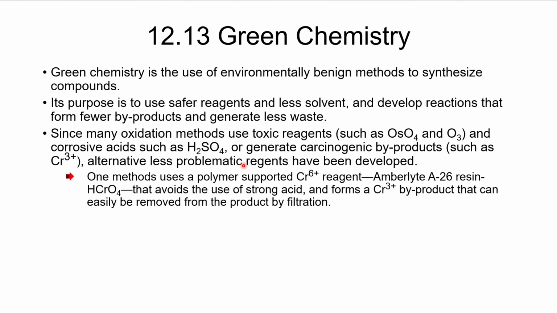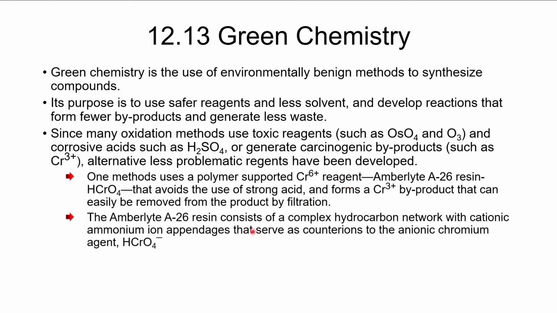So one of the techniques is that they still use chromium, but they absorb it onto the surface of a polymer called Amberlyst A26, and it's a resin. And when you absorb that chromium onto there, you can avoid using a strong acid, and you get a chromium-3 byproduct that stays with the polymer, stays with the resin. And so you can simply filter it out. So your reagent is stuck on the surface of that polymer.